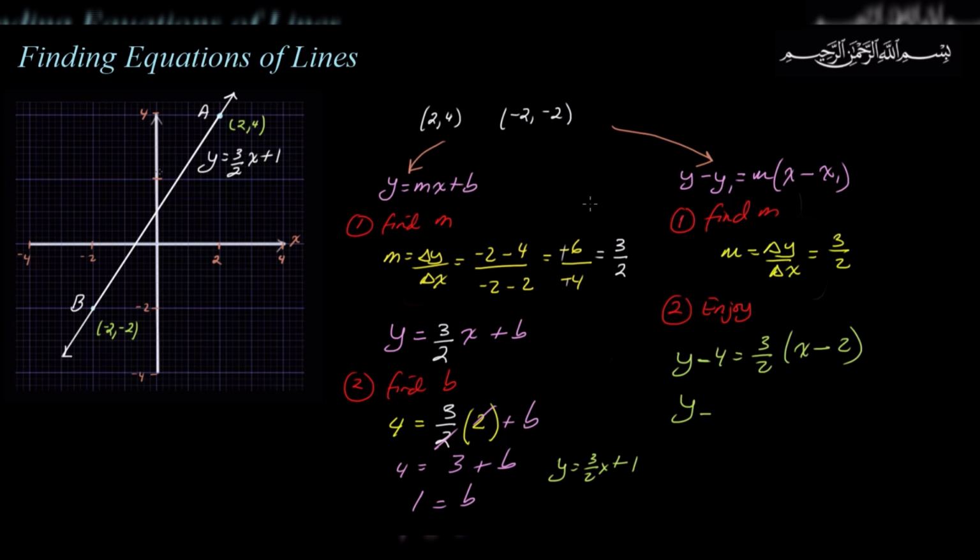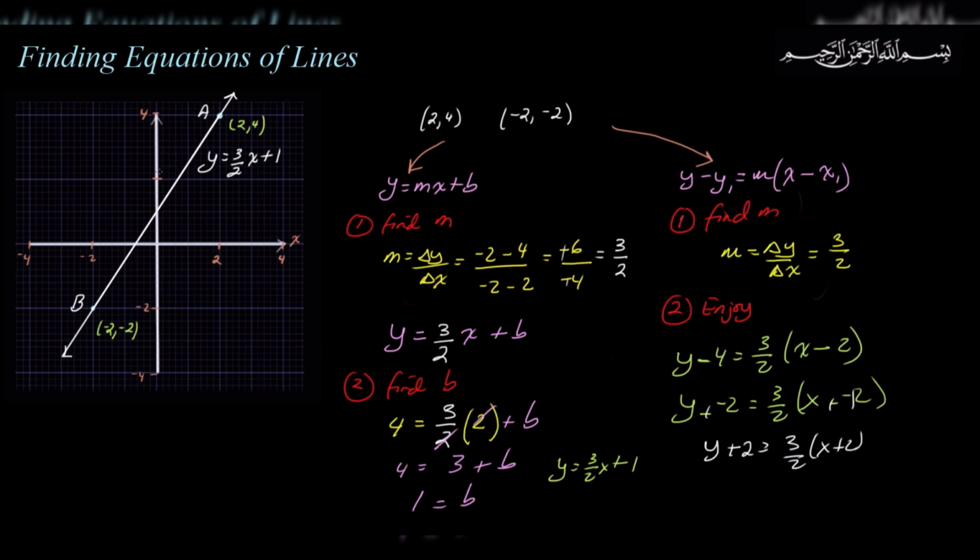Y minus y1, in this case negative 2, equals the slope times x minus x1. In this case, that's x minus negative 2. Now you can simplify this a little bit, but it's still the same line, okay? If you wanted to write it simply, you would say y plus 2 is equal to 3 over 2 times x plus 2.